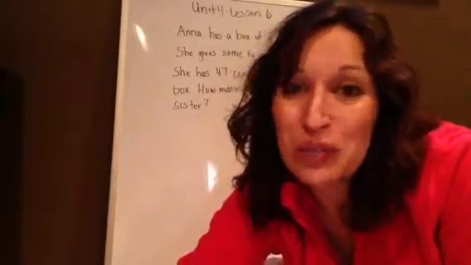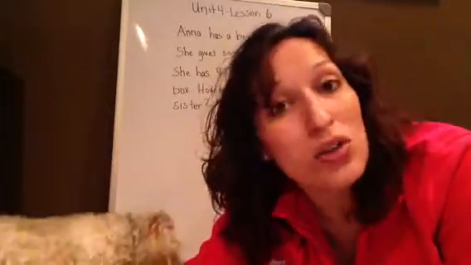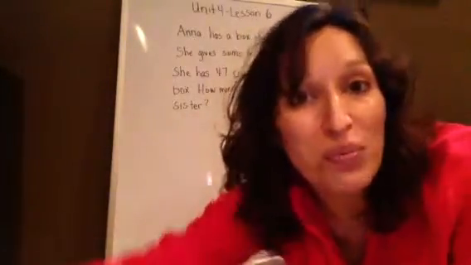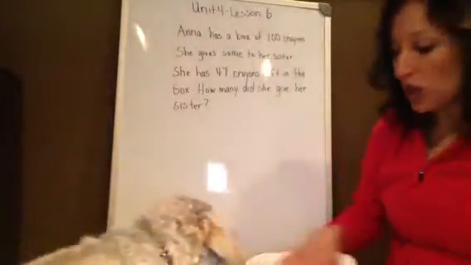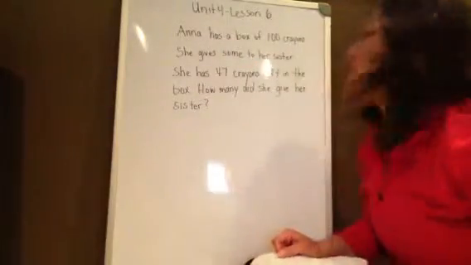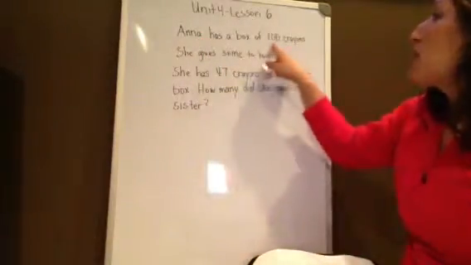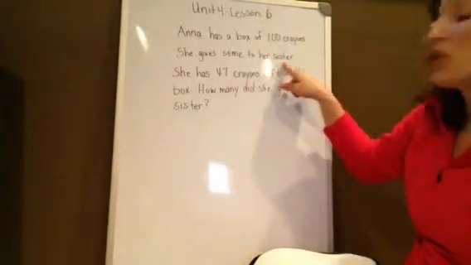So these are real life things that could happen. You may not be doing so much of it now, but as you get older, solving small, short problems with numbers will be a real part of your life, okay? So I'm going to have you start out by looking at this story problem that I wrote up here. Anna has a box of 100 crayons. She gives some to her sister.